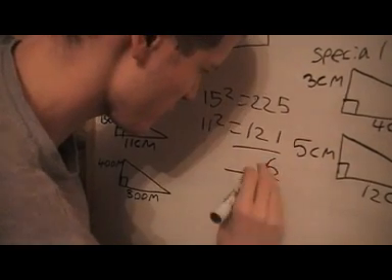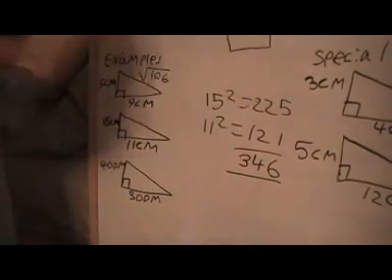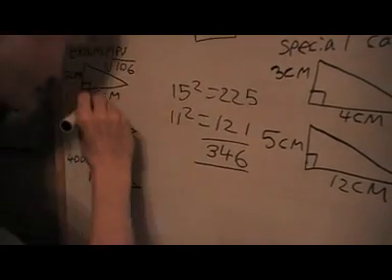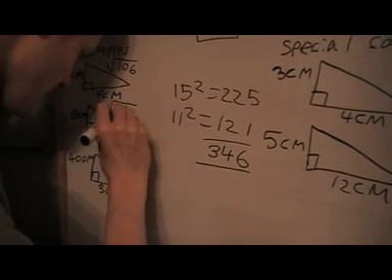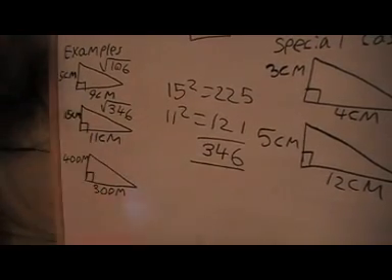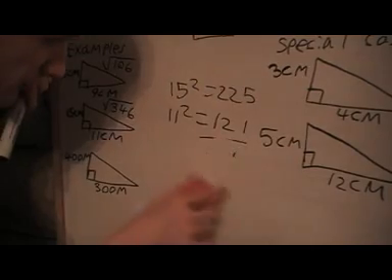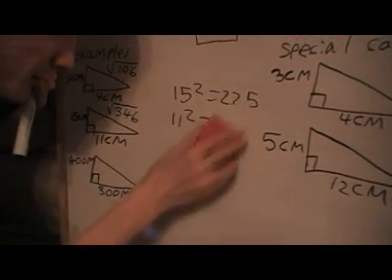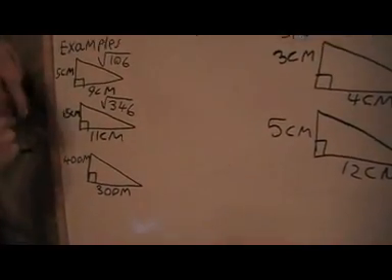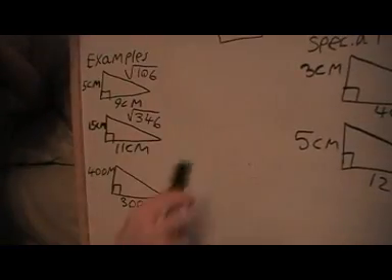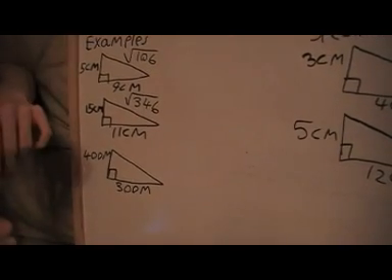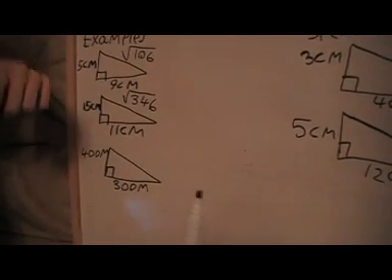And I'm going to add them up. 346. But remember, with square root, again you can work that out on your calculator to however many decimal places or significant figures the problem asks for. Or you can write it in surd form, which you should know how to do from your algebra class. I've got some videos on that if you need to check up on that method.